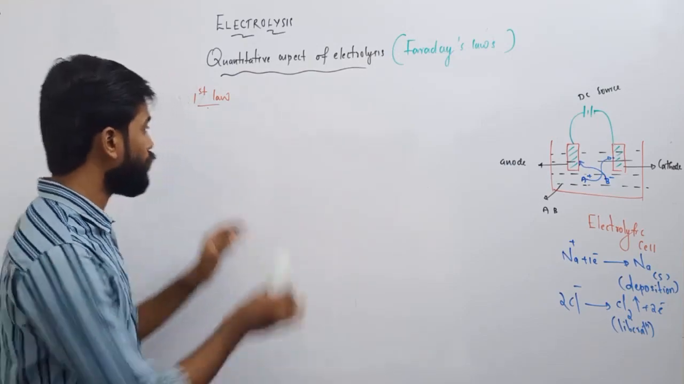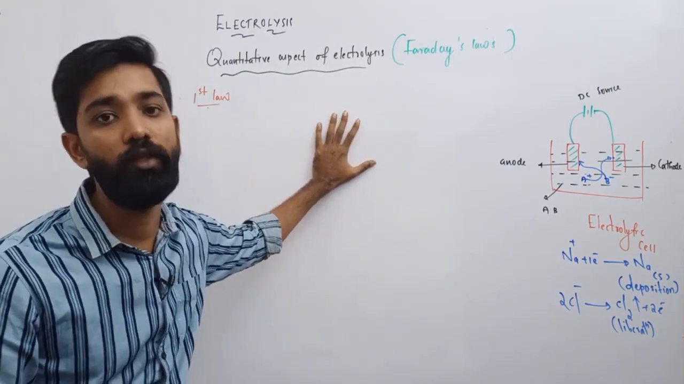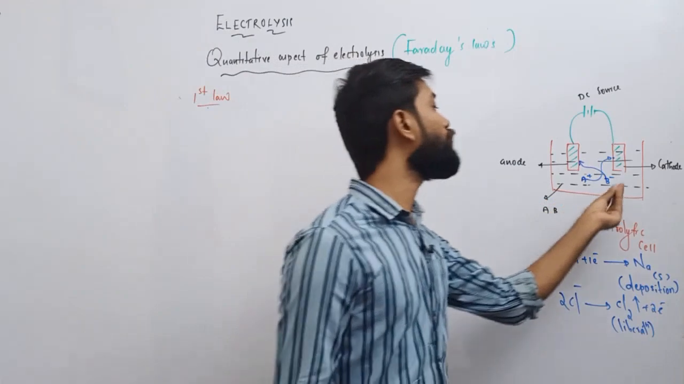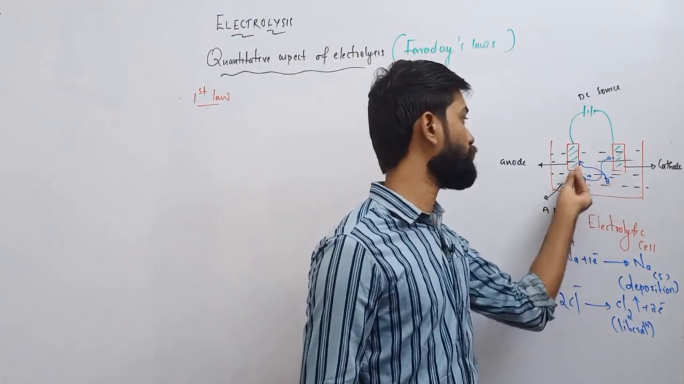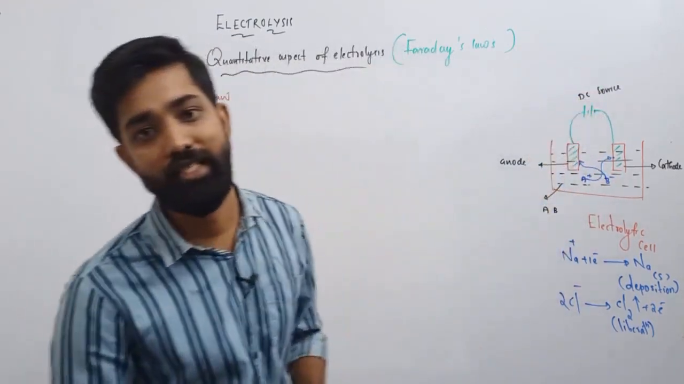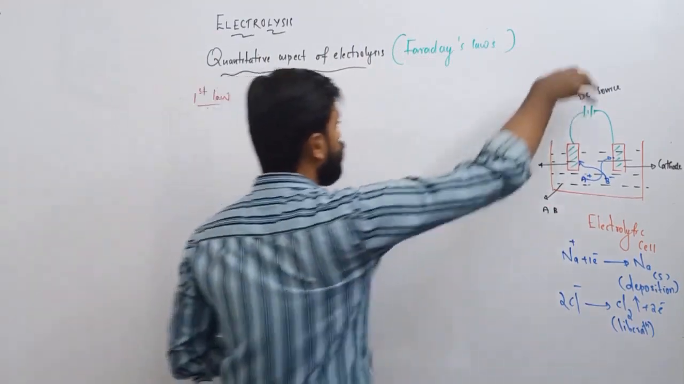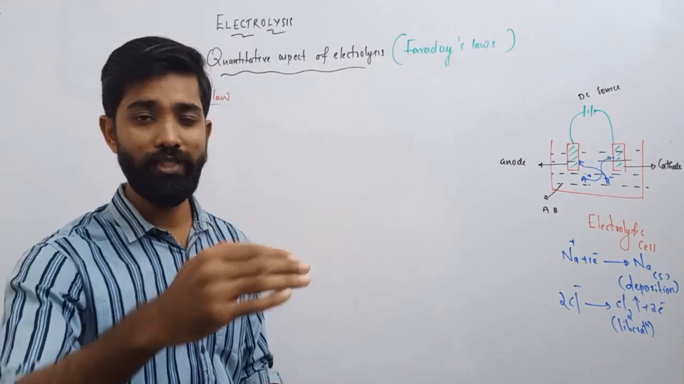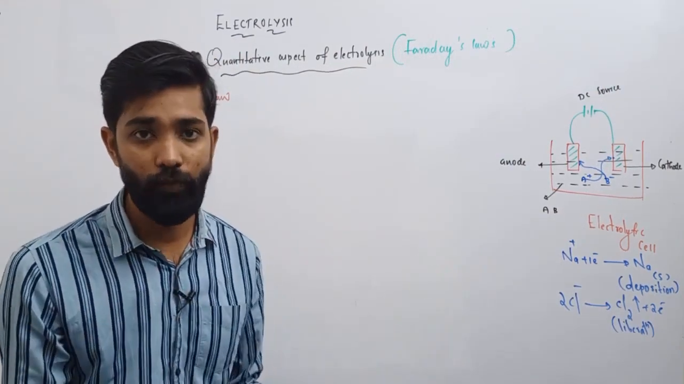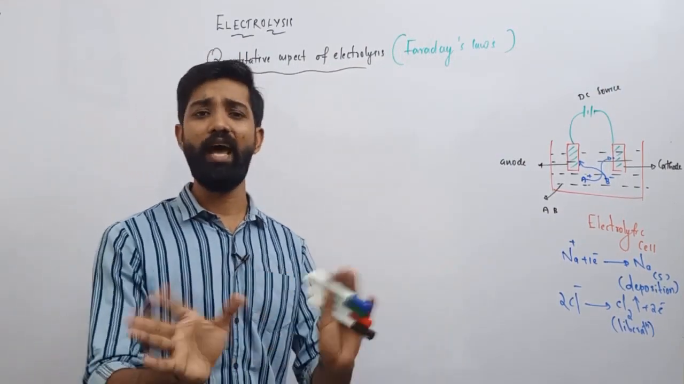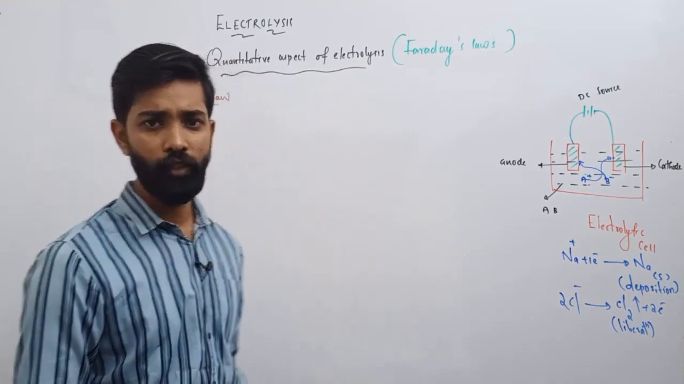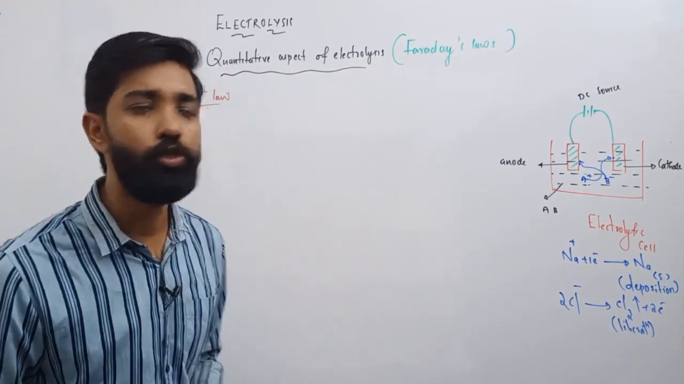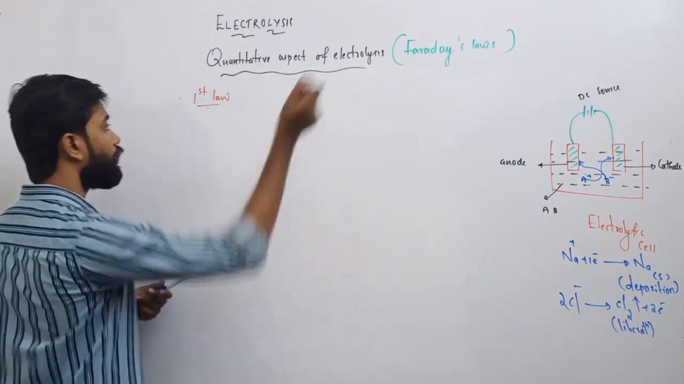Fine. So Faraday's first law deals with the mass of substance discharged and the amount of electricity passed. We all know that if a greater amount of electricity is passed, greater will be the mass deposited, right? Which means it is directly proportional. Amount of electricity is directly proportional to mass of substance discharged.